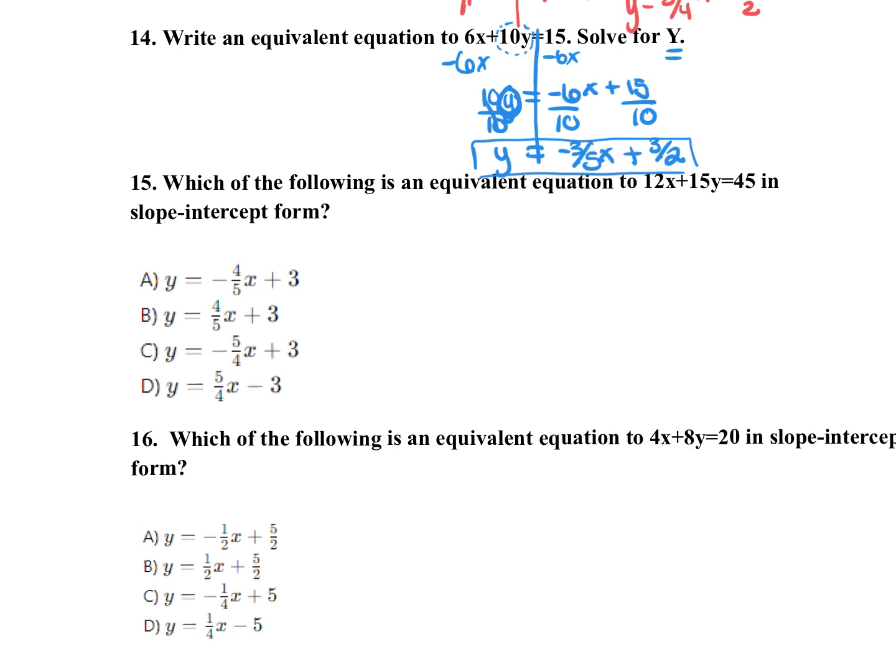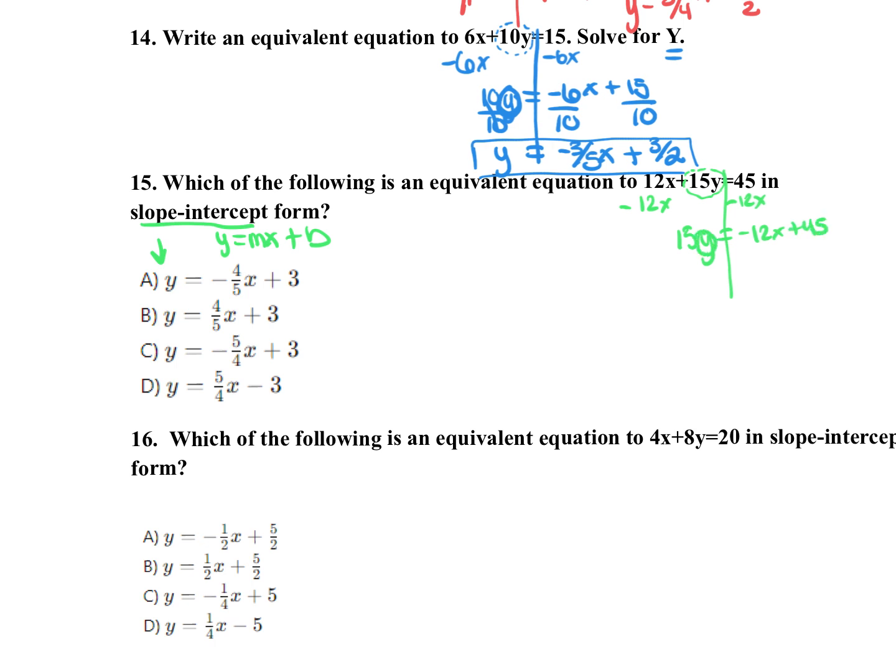Number 15. Draw a line. I'm solving for y because if you look right here, slope-intercept form looks like y equals mx plus b. And all of these say y equals, so I need to get the y by himself. So circle 15y. This 12x is not circled, so I have to subtract it on both sides. 15y equals negative 12x plus 45.